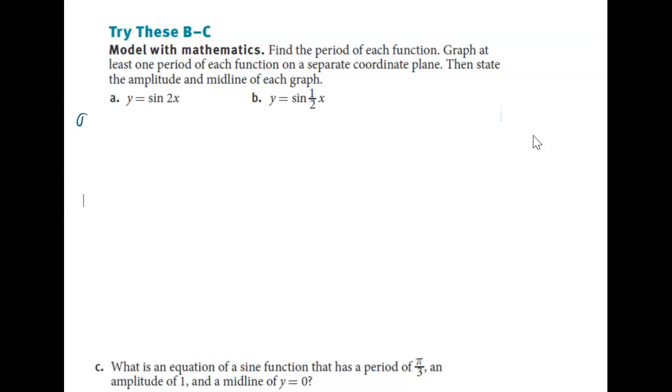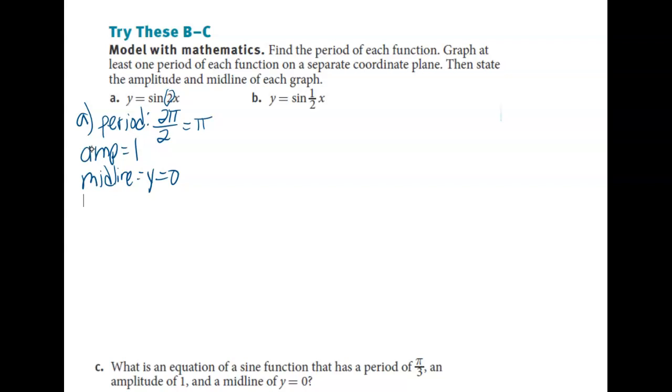So if I look at A, I've got a period now of 2 pi over B. And so this period would just be pi. So that means this is going to make 2 complete cycles from 0 to 2 pi. It's going to repeat every pi. Its amplitude is 1. Its midline is still y equals 0.